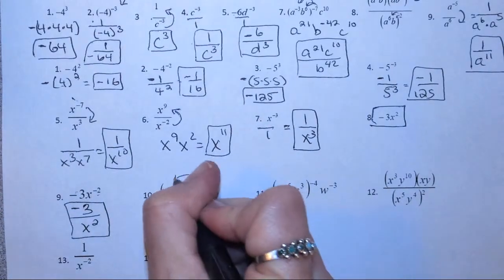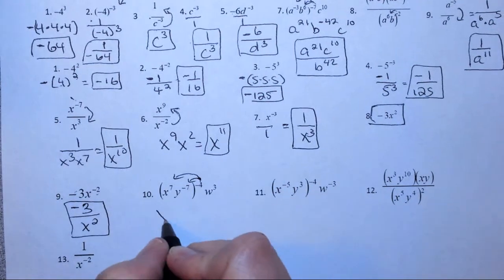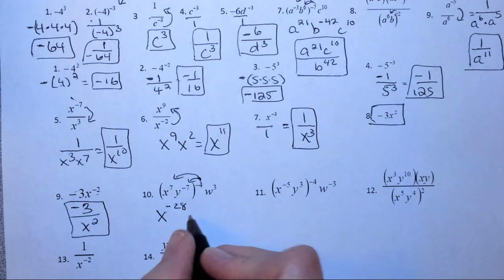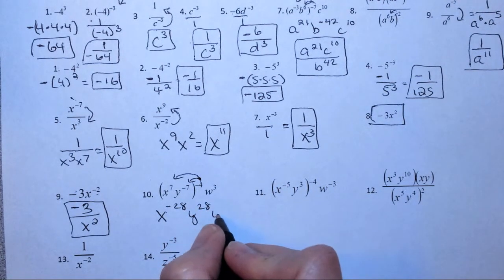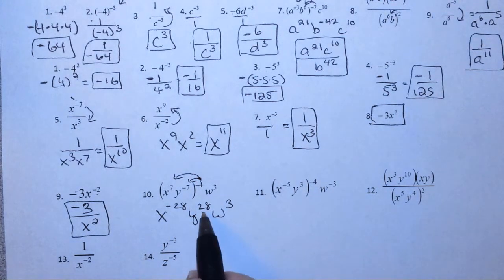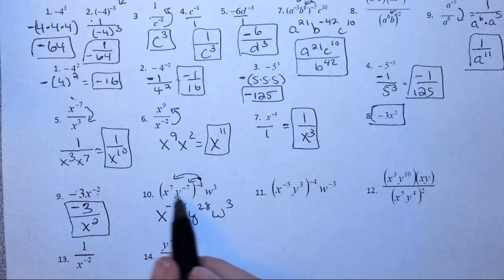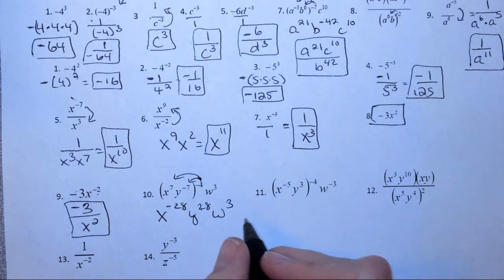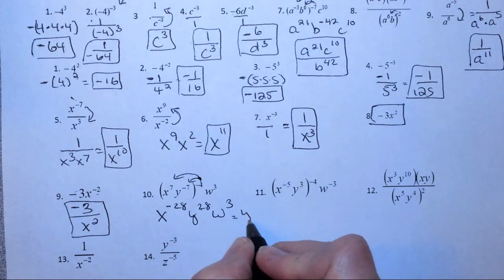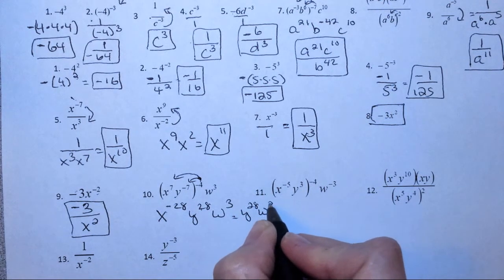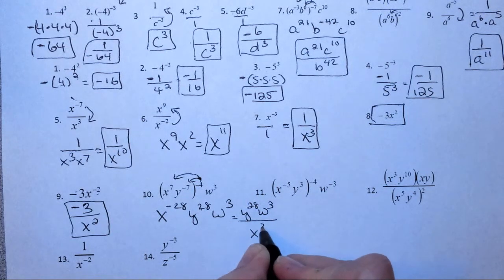Number 10, I'm going to distribute. And I'm going to get x to the negative 28, y to the positive 28, w to the third. The 28 and the 3 are fine, but the x to the negative 28 has to move. So when that happens, I'm going to have y to the 28, w to the third, all over x to the 28.